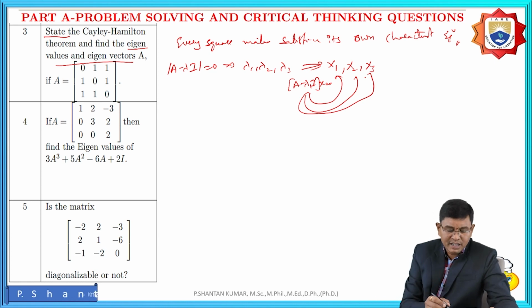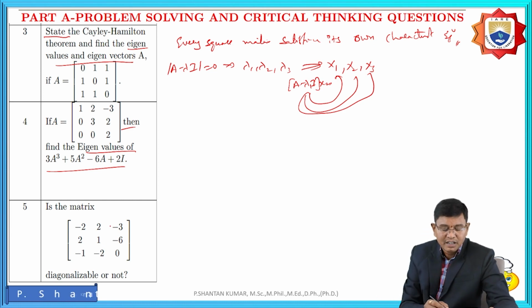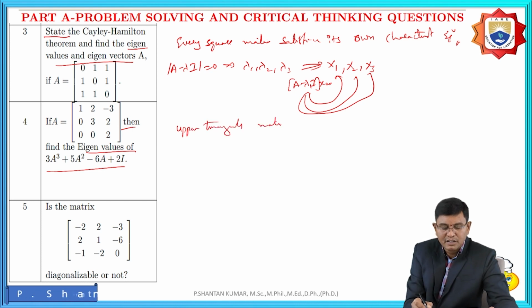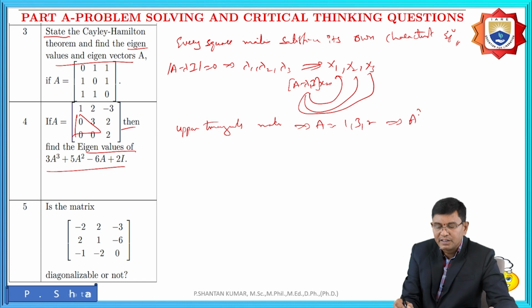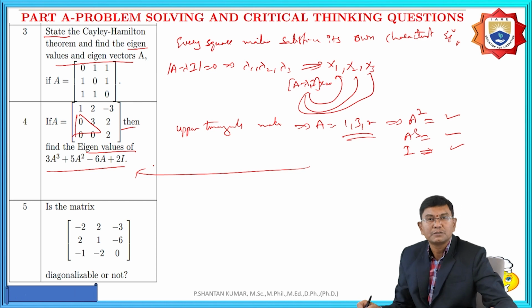And after that, find the eigenvalues. Here the given matrix is an upper triangular matrix. Therefore, based upon this, the eigenvalues of A are 1, 3, 2. And after that, using the properties, you need to apply A square, A cube, and the I matrix. Then we find the solutions. And again after that, by the properties, we need to replace in these equations.